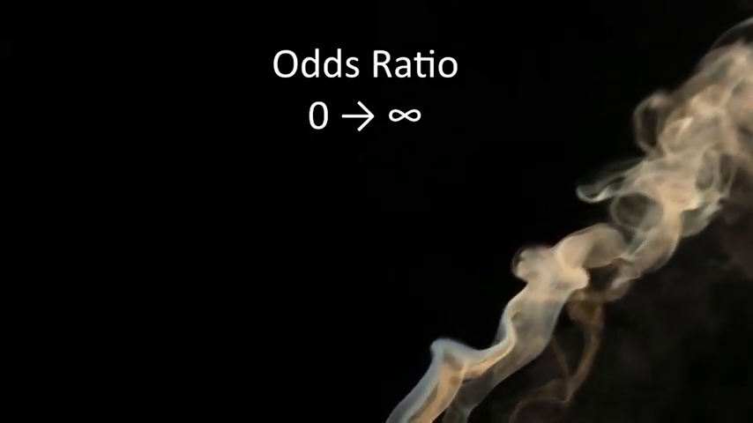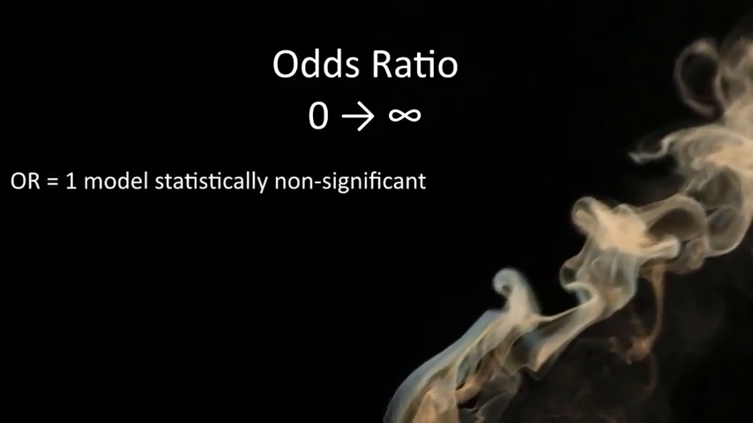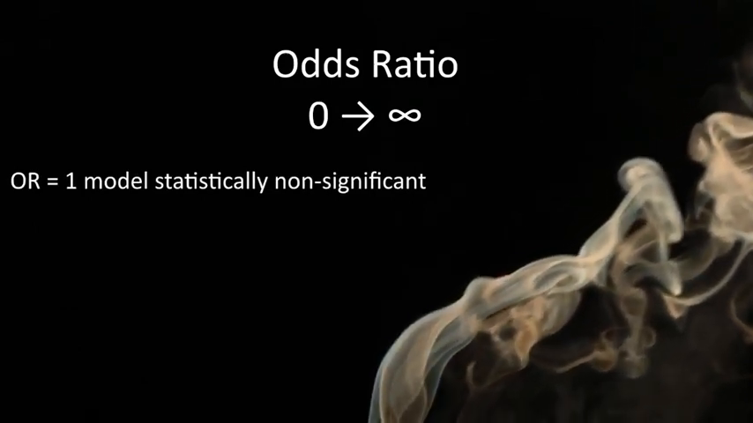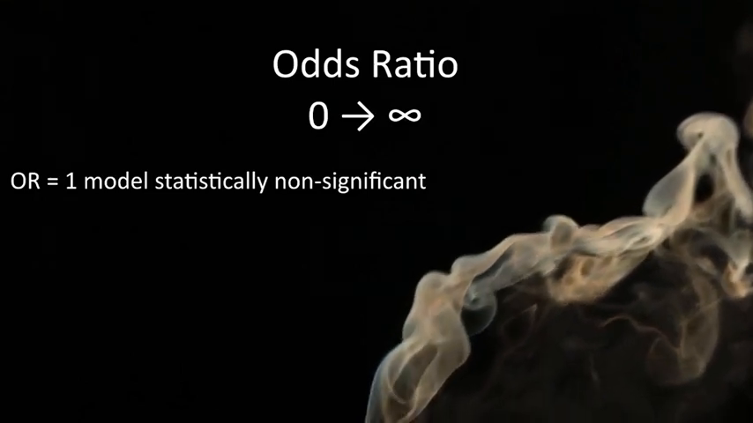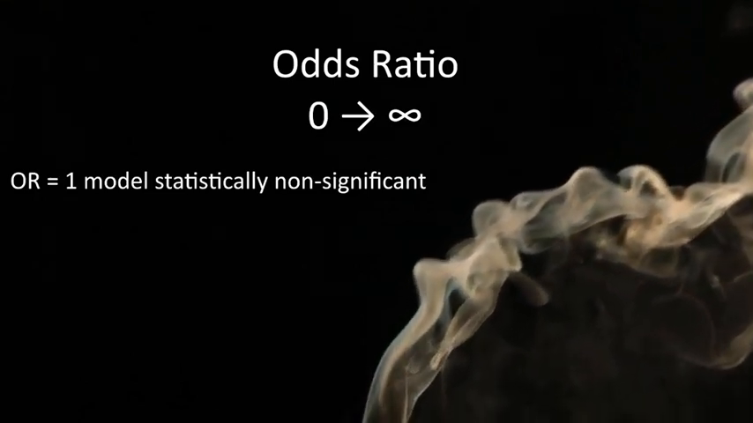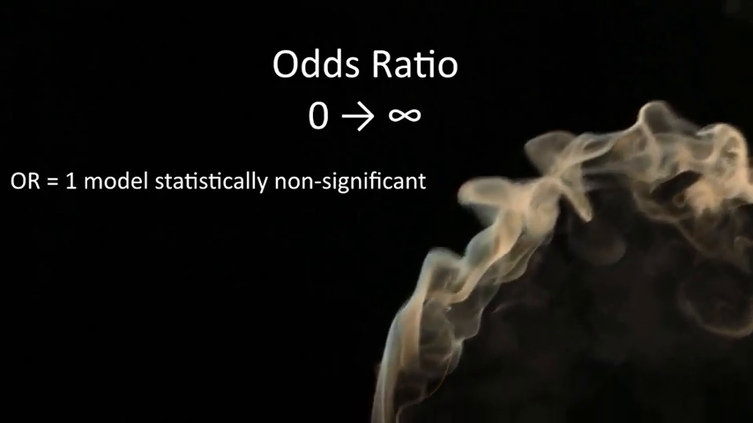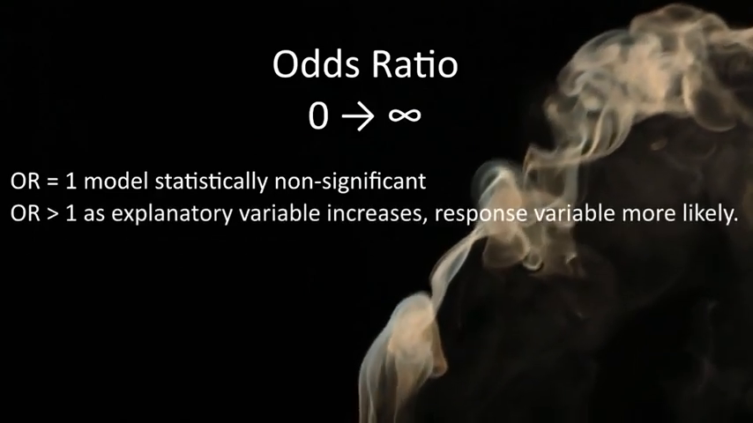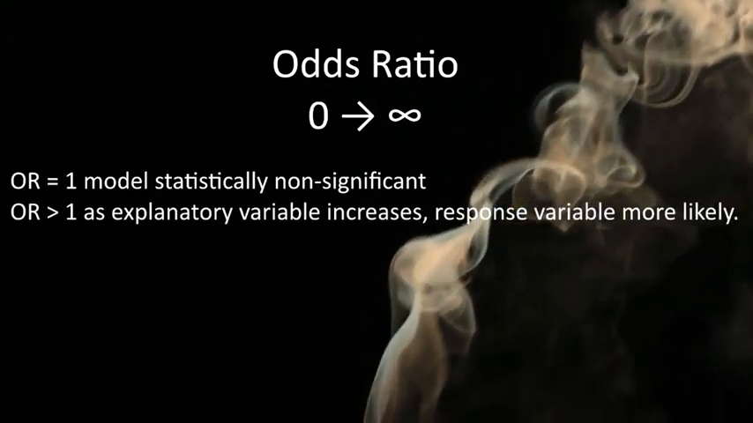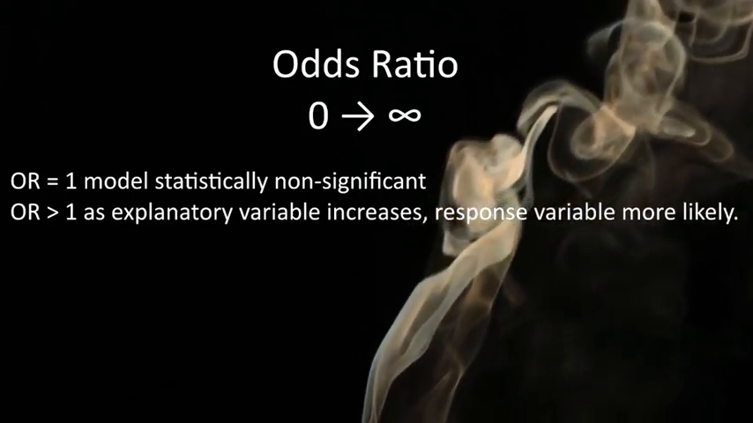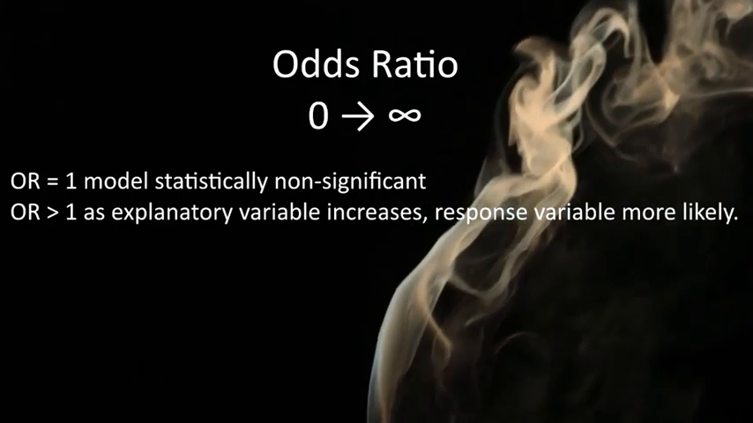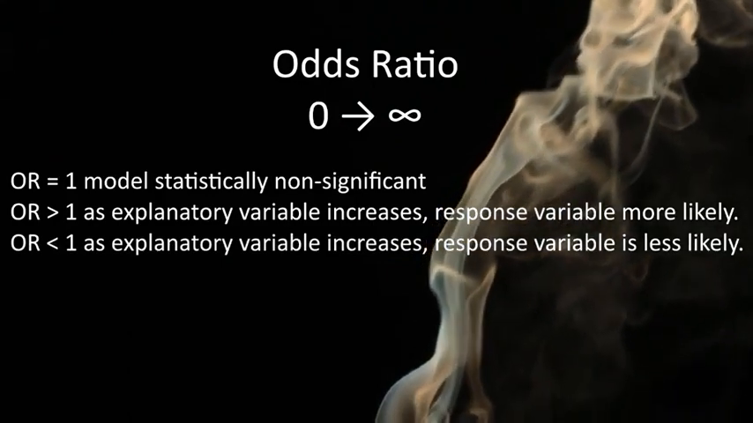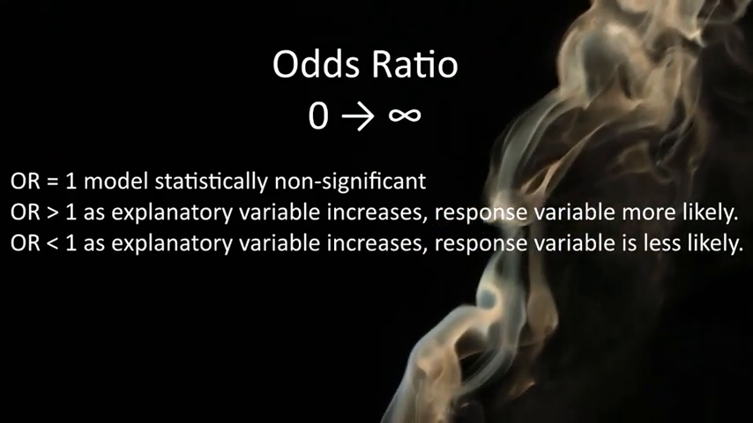If we ran our model and got an odds ratio of 1, it would mean that there's an equal probability of nicotine dependence among those with and without social phobia. Those with social phobia are equally as likely to be nicotine dependent as those without. It's also likely then that our model would be statistically non-significant. If an odds ratio is greater than 1, it means that the probability of becoming nicotine dependent increases among those with social phobia compared to those without. In contrast, if the odds ratio is below 1, it means that the probability of becoming nicotine dependent is lower among those with social phobia than among those without.